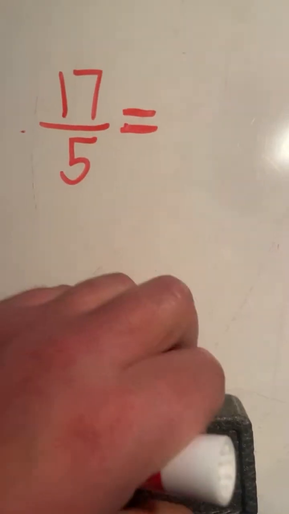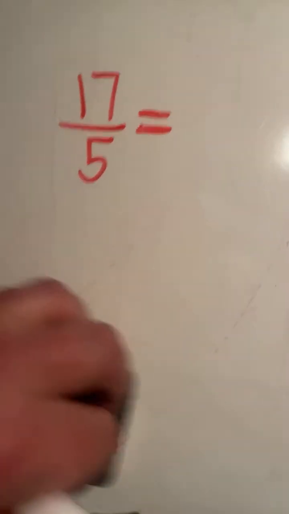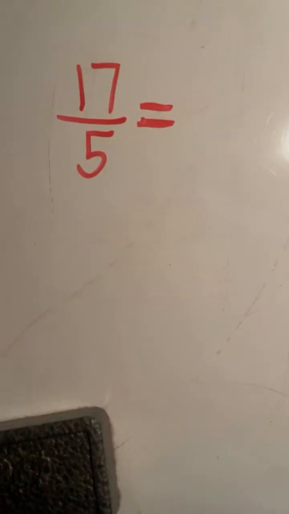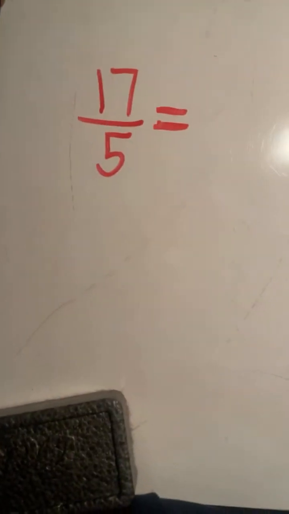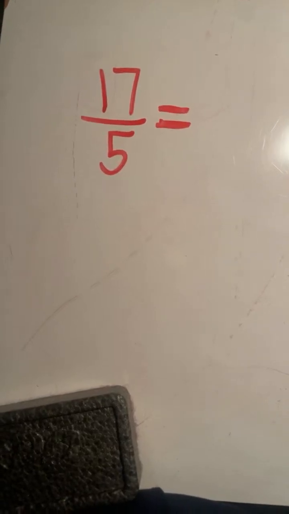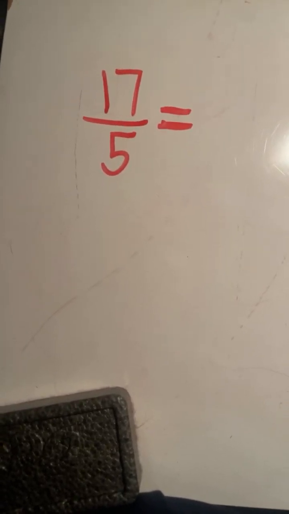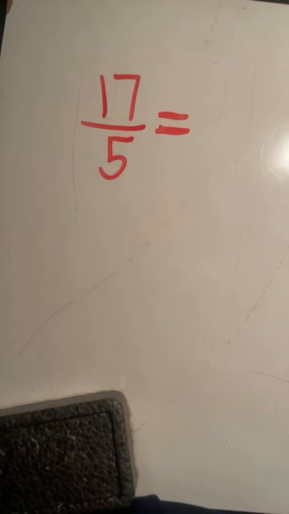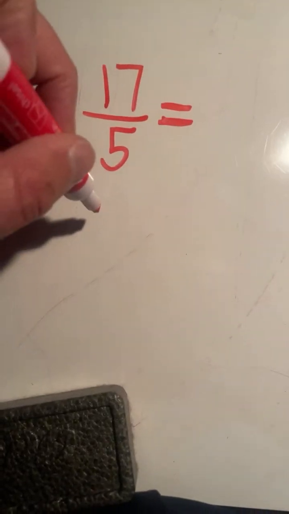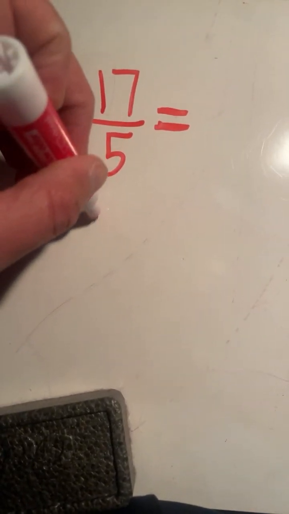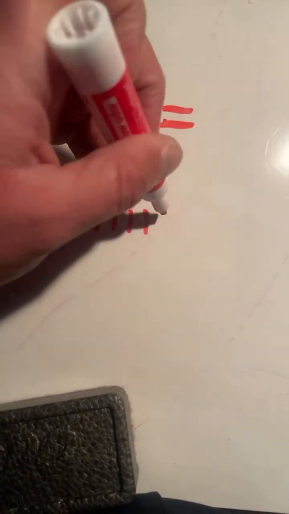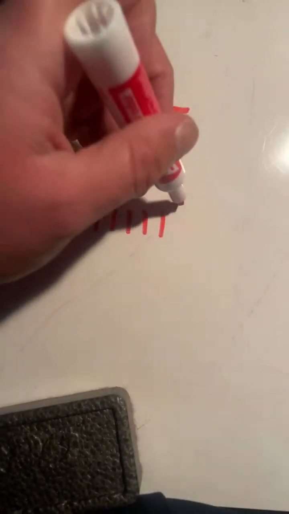All right, 17/5. For example 2, I need to convert 17/5 into a mixed number. So what I'm going to do is make an array. I'm going to make 17 total tallies, and I'm going to make them in groups of 5. Here we go. 1, 2, 3, 4, 5. So that is one group, one row of 5.